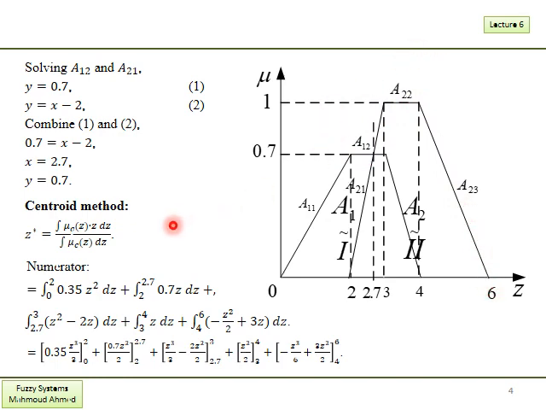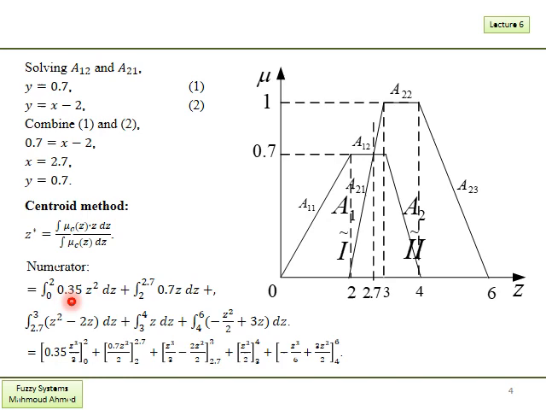So we apply the first method here, which is the centroid method. And as we mentioned, the centroid method is equal to the integration of the membership function multiplied by z dz and divided by the integration of the membership function multiplied by dz. So we take the numerator at first and substitute with all the available data we got.